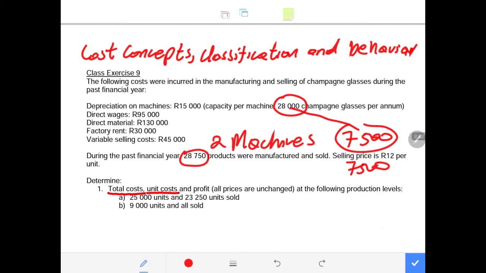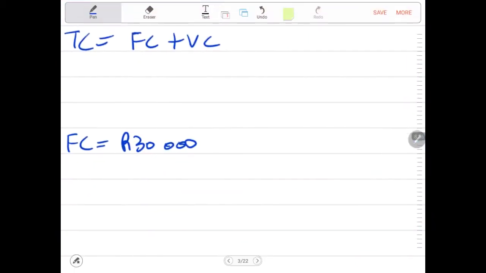Now we first need to calculate our fixed cost and our variable cost per unit. Our fixed cost equals 30,000 rands. Where is the 30,000 rands coming from? We are told that factory rent is 30,000 rands. It does not change. It is a fixed cost. There is no machine capacity there. Plus the depreciation of 7,500, which is 15,000 divided by 2, if you remember that one.